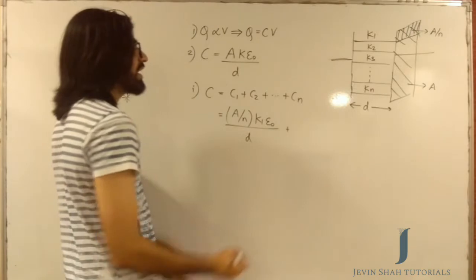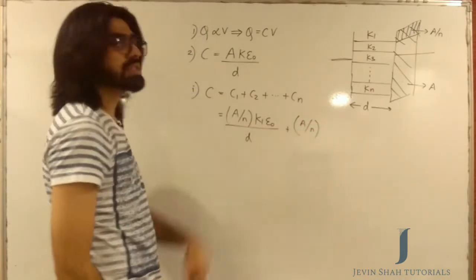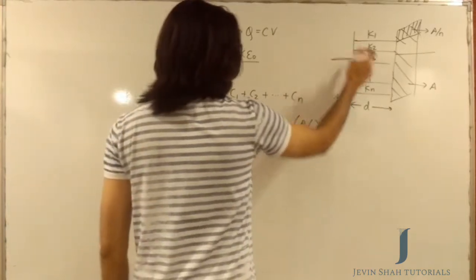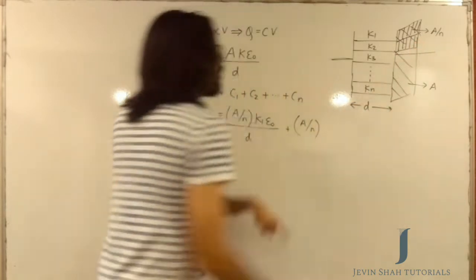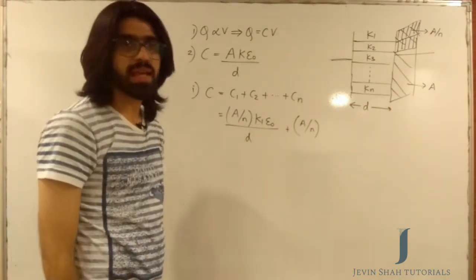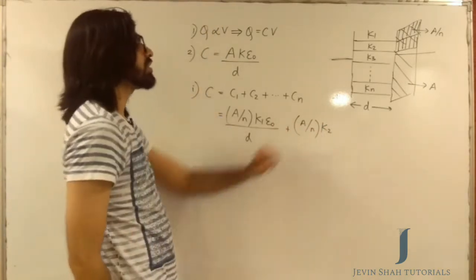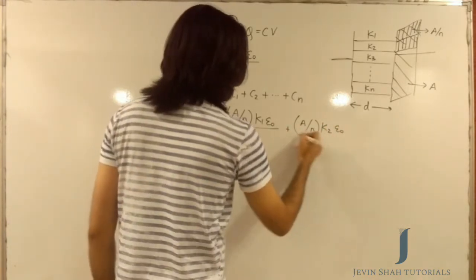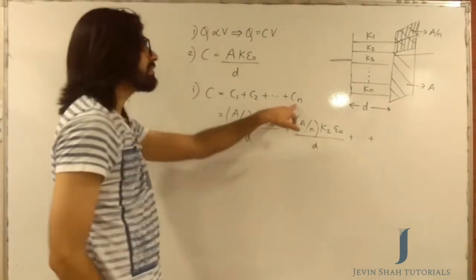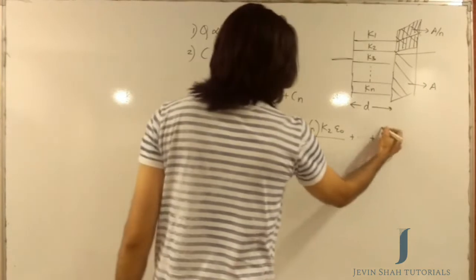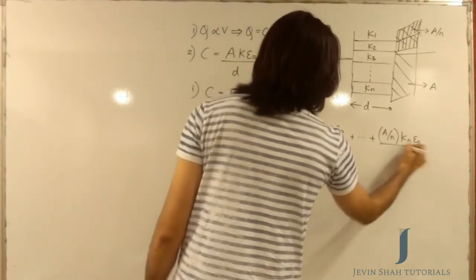Similarly for C2, if I have to write something, that would again be A upon n, because C2 is the capacitance because of the second dielectric, and the second dielectric has this area, which is the same as the previous one, that is A upon N. So I have A upon N, K2, that is the dielectric constant for the second one, epsilon naught divided by D again, and that continues up till the nth dielectric, and for the nth dielectric the expression would be A by N, Kn, epsilon naught the whole divided by D.